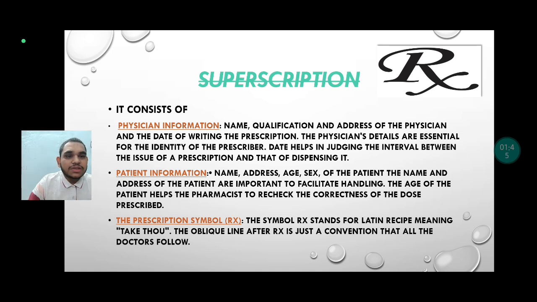And the patient information: the name, address, age, and sex of the patient. The patient's name and address are important to facilitate handling. The age of the patient helps the pharmacist to recheck the correctness of the dose prescribed.